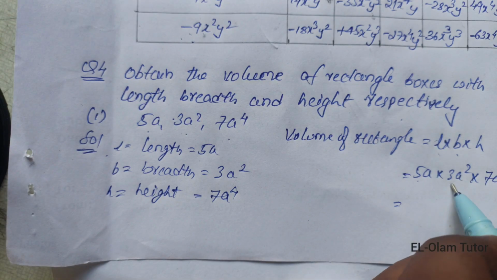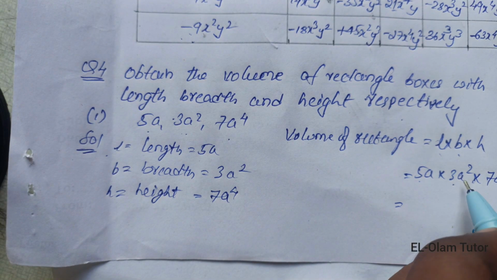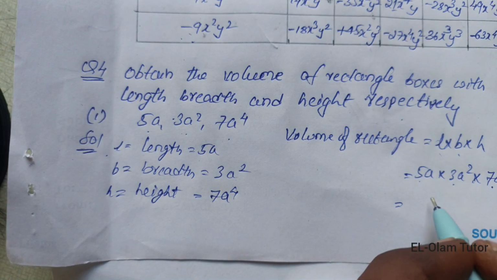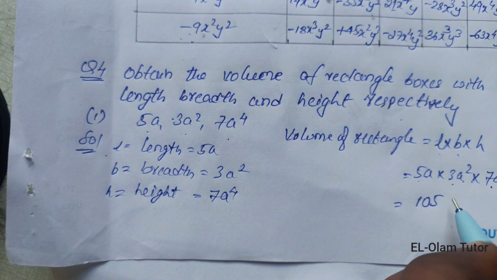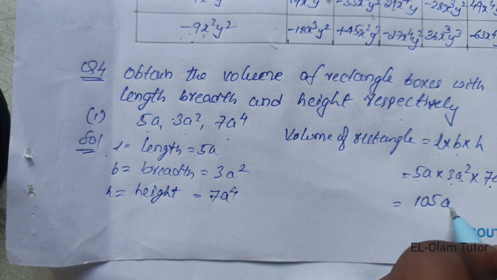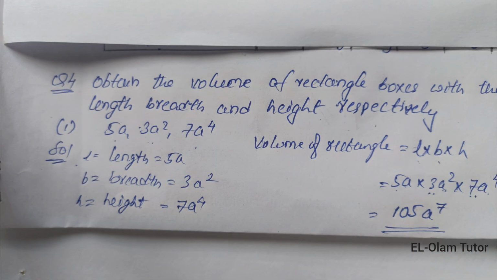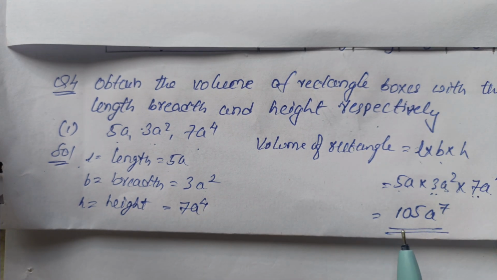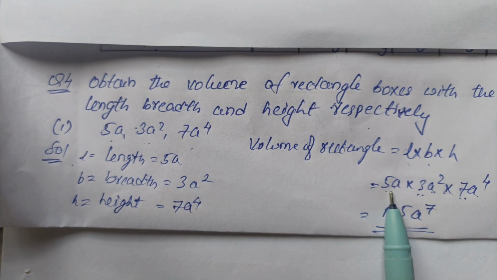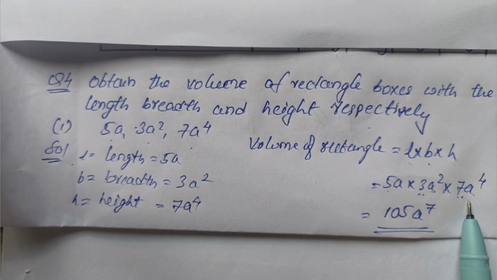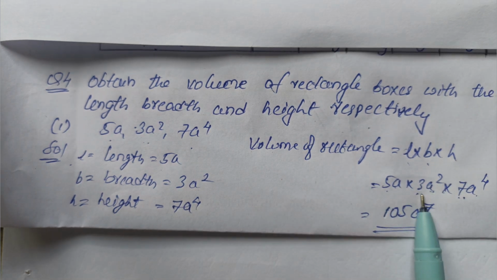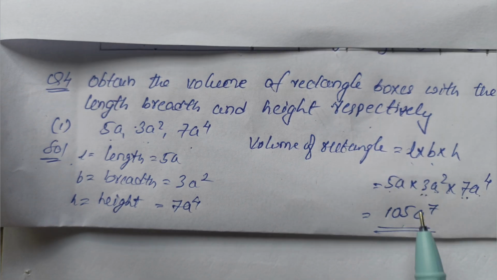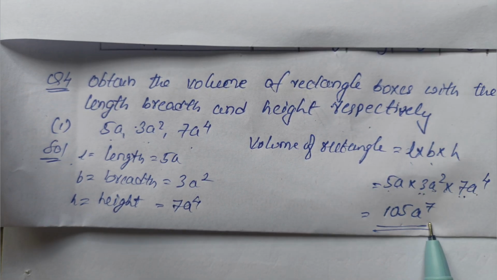Now 5 3s are 15 and 15 into 7 is 105. a into a square is a cube, into a raised to 4 is a raised to 7, is the answer. Here we see the volume of a rectangular box is length into breadth into height. Length is 5a, breadth is 3a square and height is 7a raised to 4. So 5 into 3 is 15, 15 into 7 is 105. a into a square into a raised to 4 is a raised to 7.